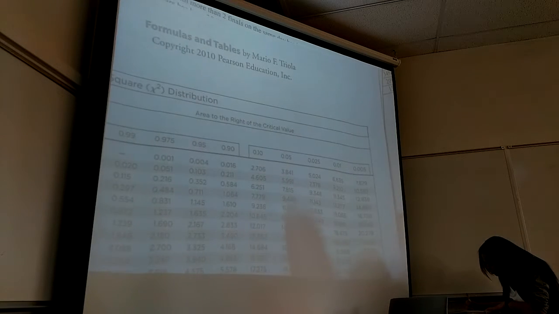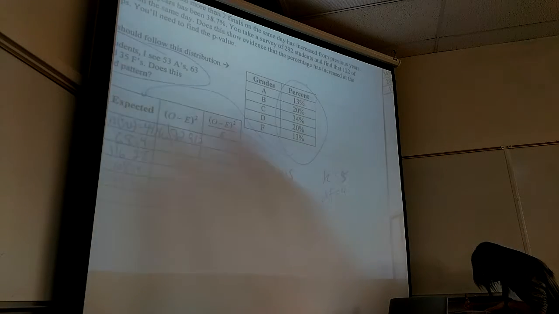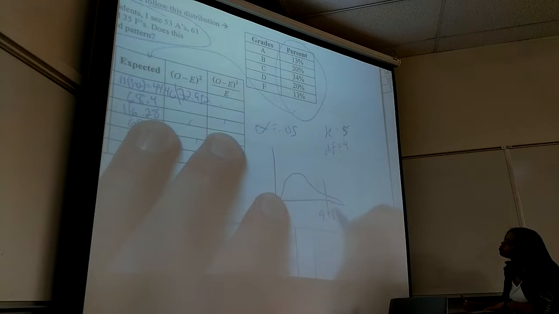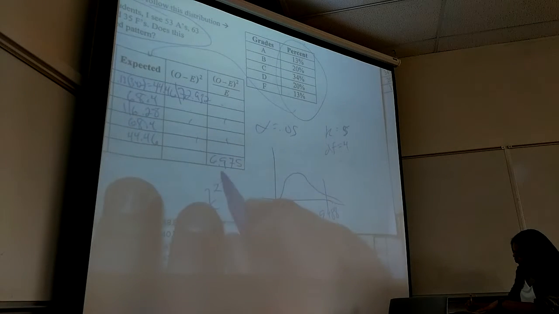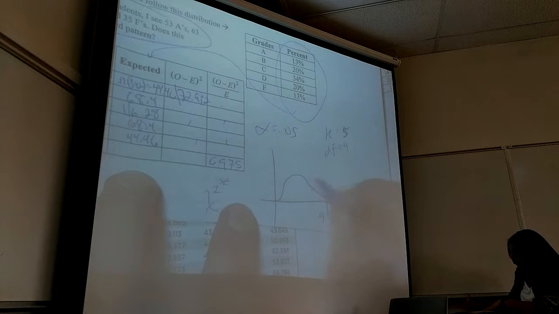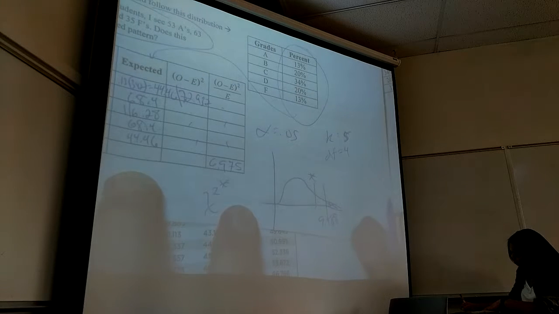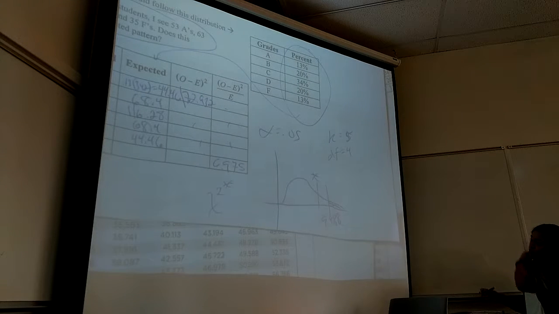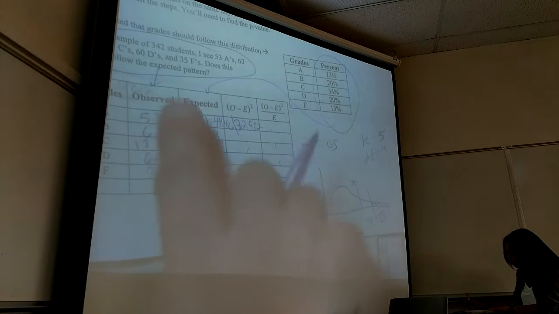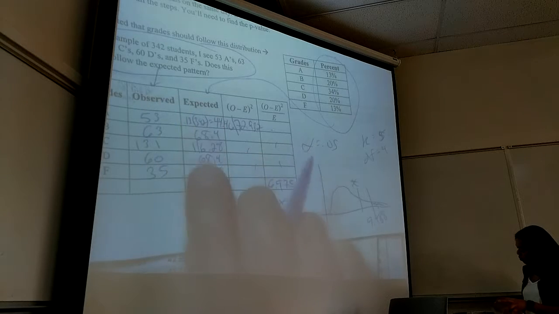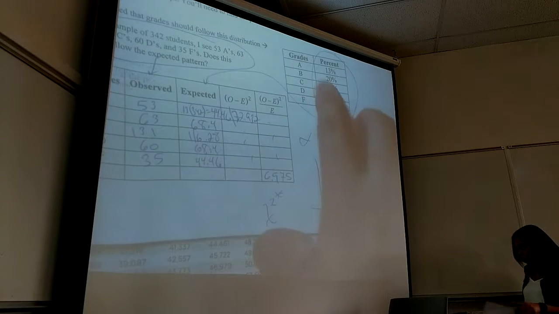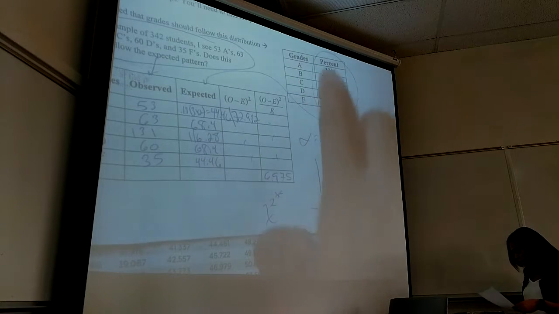Yeah. 9.488 again? Okay. And our chi-square was 6.975, so we only made it to there. There's the rejection region right there where we can say we found evidence that they're not the same. Did we find evidence here? No. So we have not found evidence to say that these don't follow this expected distribution. We can't say that the grades don't follow this distribution.